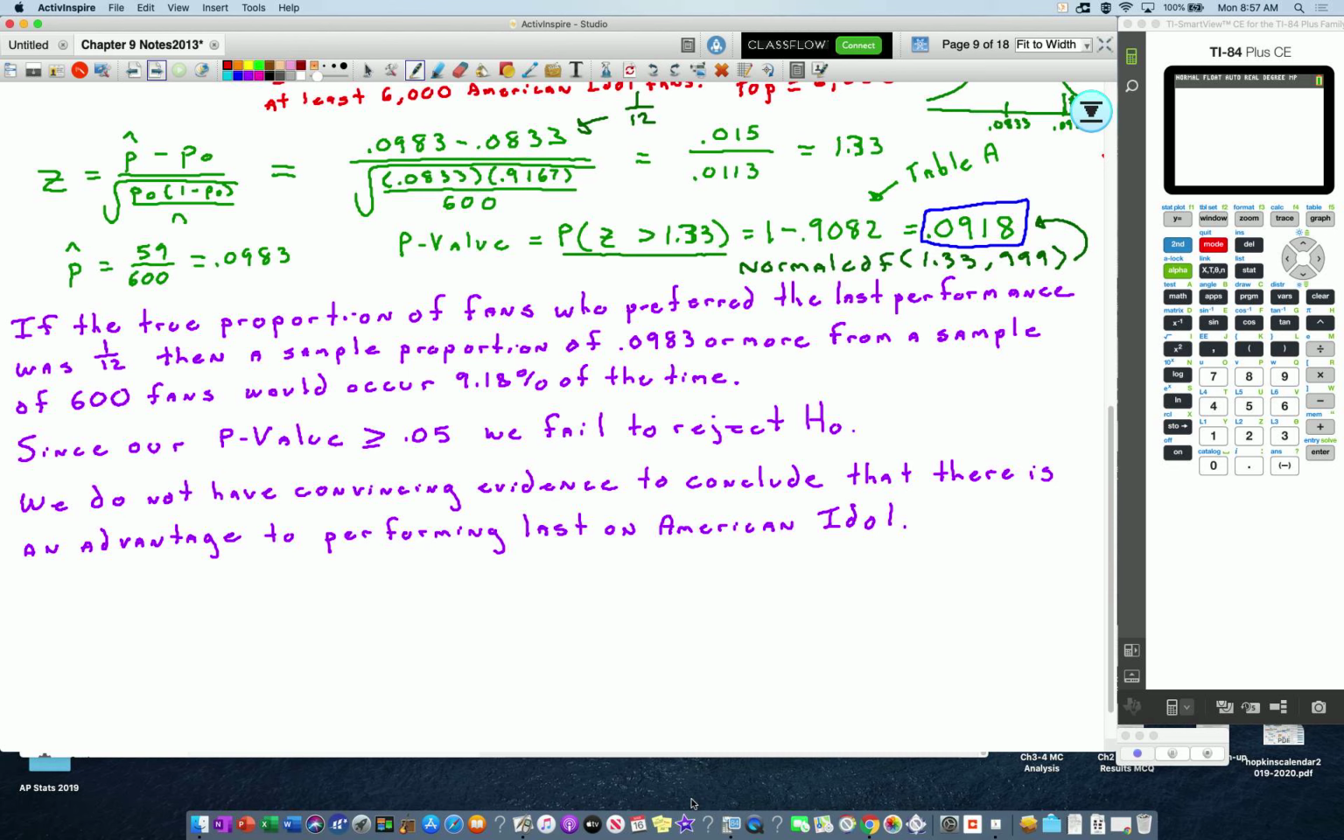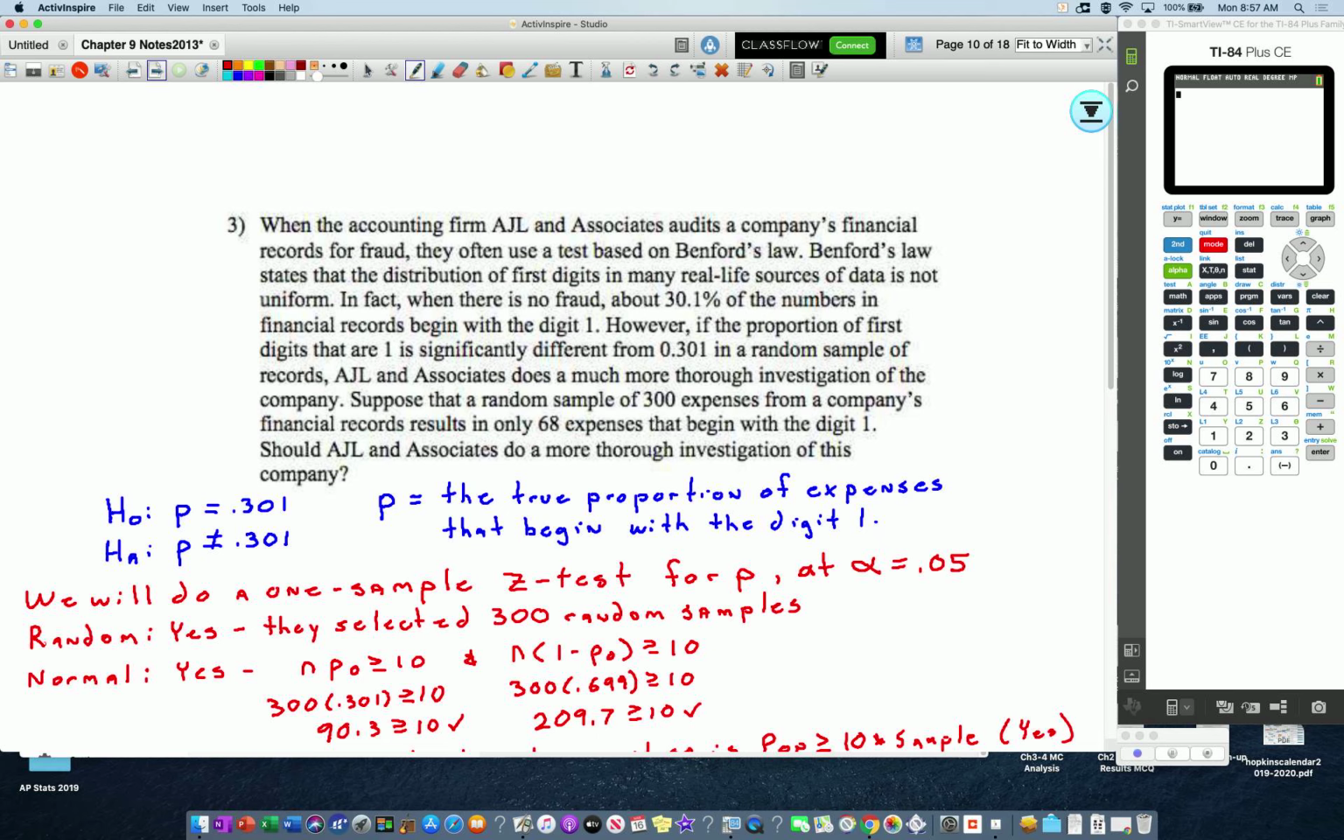All right, one more example. Because we did a less than and a greater than, I want to show you how to do a not equals to. You're going to see the same process over and over again, starting from now through all of chapter 10: state, plan, do, conclude.